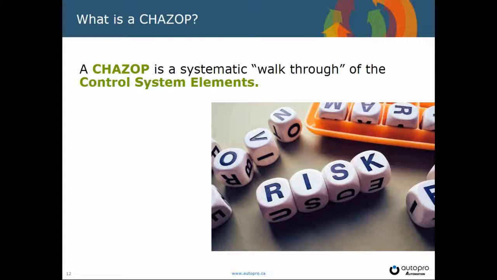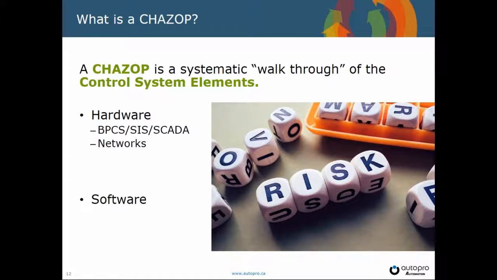So we take a systematic walkthrough of the elements of the hardware, and we can go into the software. If we do the software, we can go through the control system, the different networks from the field all the way up to the corporate network. What happens if we lose servers, and we can also look at third-party interfaces to determine what effect they have on the system, and if they're important, then we can look at the design and the connectivity.